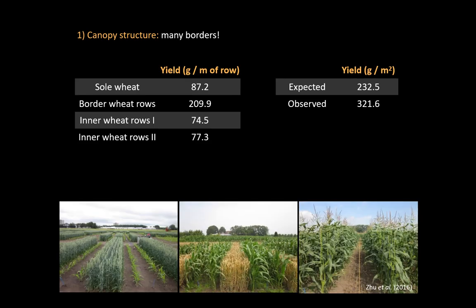So if you then observe the differences in yield between the different rows, you can see tremendous differences. Here, if we look at wheat, you can see that the border wheat rows, so the rows that are next to the maize rows, yielded much more, here expressed in grams per meter of row, than the inner rows, the rows that are more towards the middle of the strip. And this is a clear effect of these wheat plants being at the border. The maize plants are still small, so the wheat plants have been able to access resources much better than the plants in the middle of the strip.